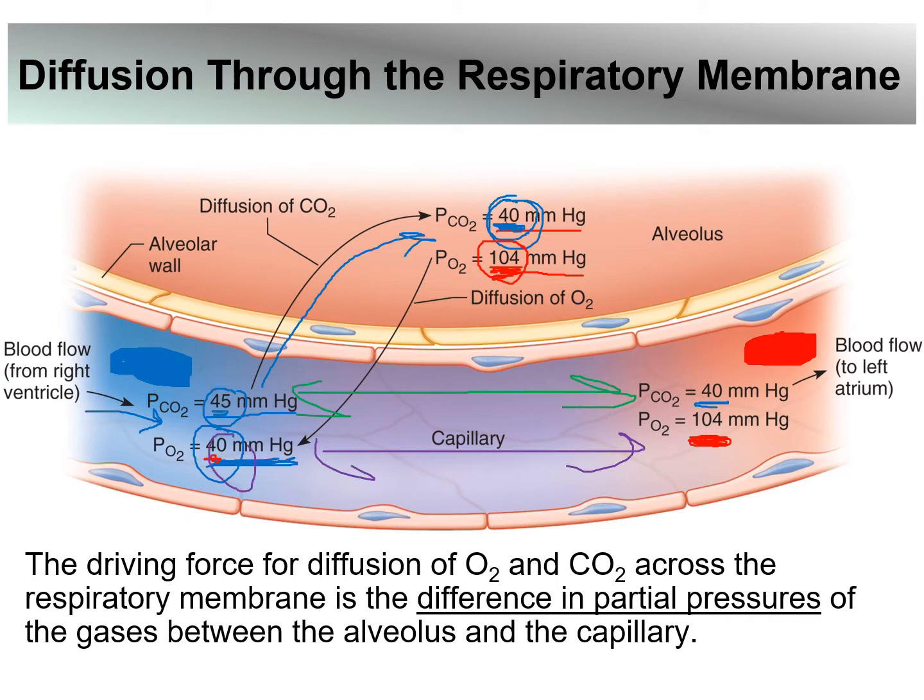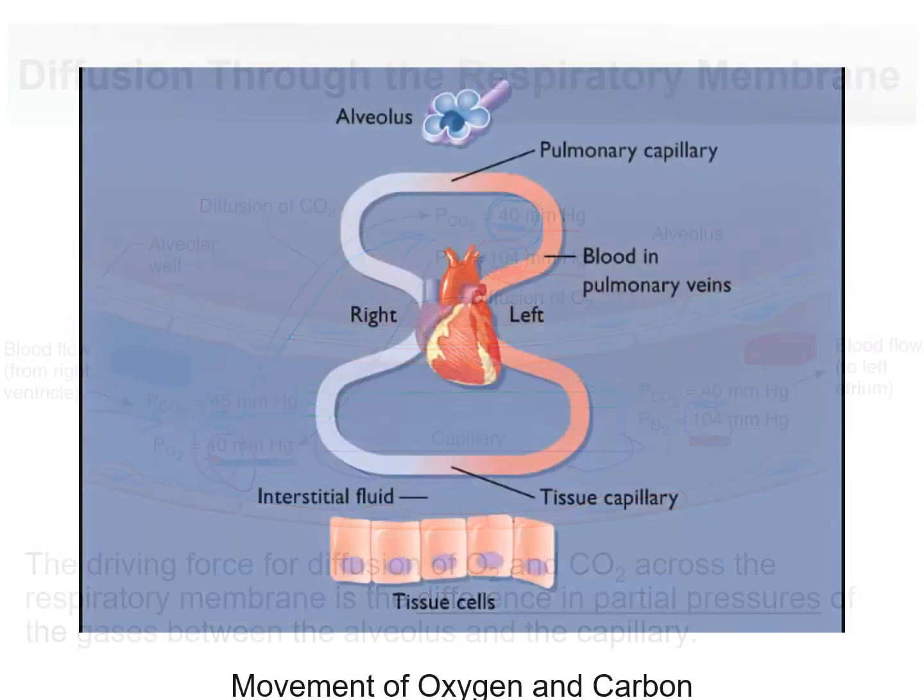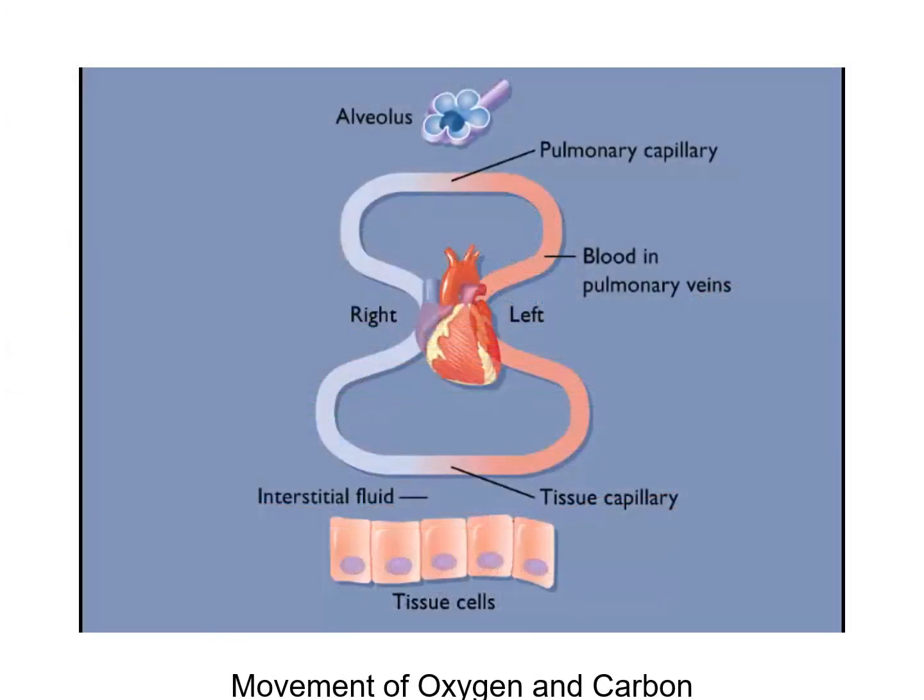It's gone from 40 up to 104. That's why this blood is bright red in color. Its oxygen levels are much, much higher. There's a video here that I cannot play on the voiceover, but when you go to the regular PowerPoint, make sure you watch this video. It's going to just repeat what we just spent the last 10 minutes talking about.